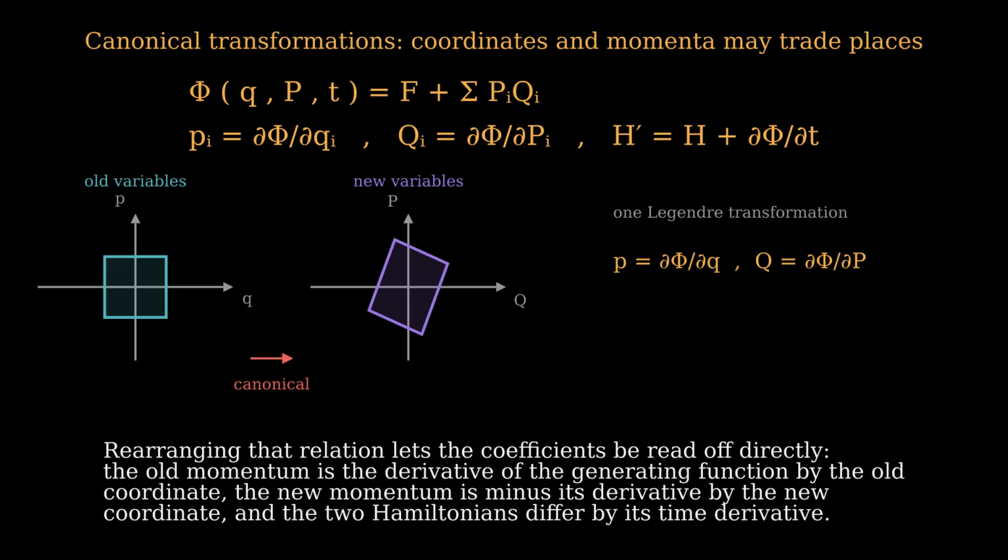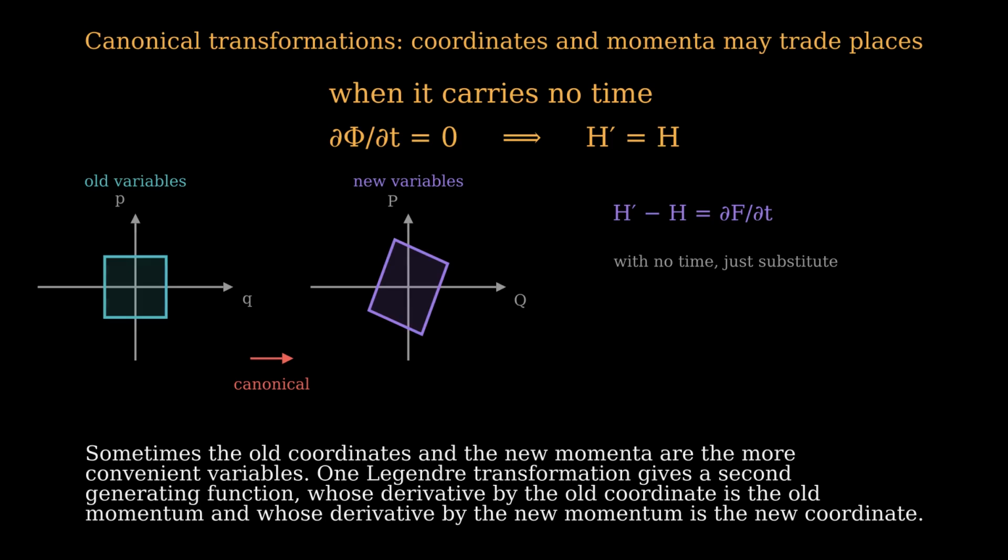The old momentum is the derivative of the generating function by the old coordinate. The new momentum is minus its derivative by the new coordinate, and the two Hamiltonians differ by its time derivative. Sometimes the old coordinates and the new momenta are the more convenient variables. One Legendre transformation gives a second generating function, whose derivative by the old coordinate is the old momentum and whose derivative by the new momentum is the new coordinate.